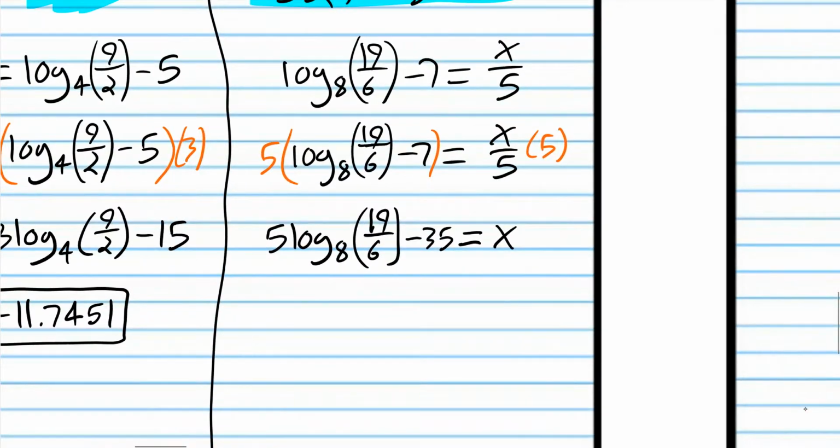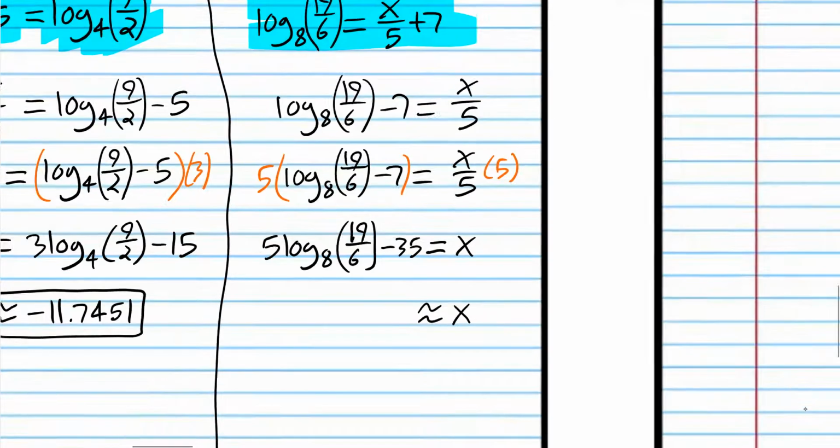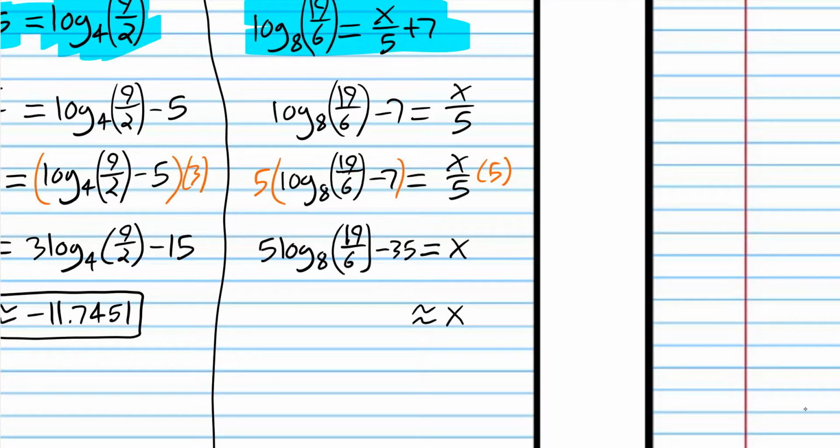All you have to do now is just use your calculator to approximate the answer. So again, I'm using an iPhone. 19 divided by 6 equals, log base y button in the middle. Make sure to push the second button at the upper left on your iPhone if you don't see that log base y button. So 19 divided by 6 equals, log base y, then 8 equals, and that finds log base 8 of 19 over 6. Then, keeping that number in your calculator, you push times 5 equals, then minus 35 equals.